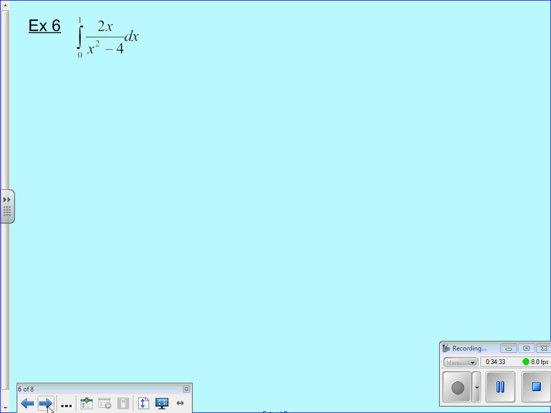Now, my first question to you is, what should u be? X squared minus 4. See, I told you, there's some of them that are really easy to figure out what your u is. So u equals x squared minus 4. du equals 2x dx. Oh, look at that. That's sweet. I got the integral of 1 over u du. Isn't that nice?